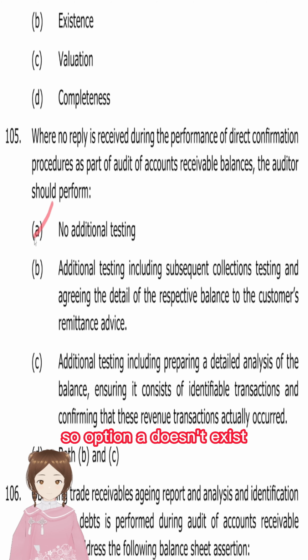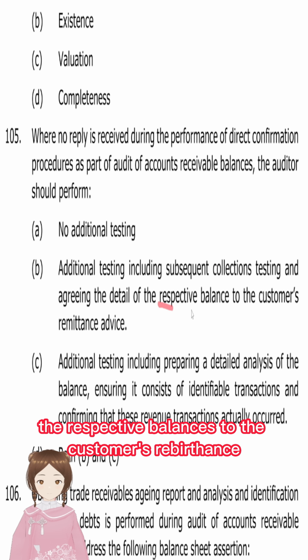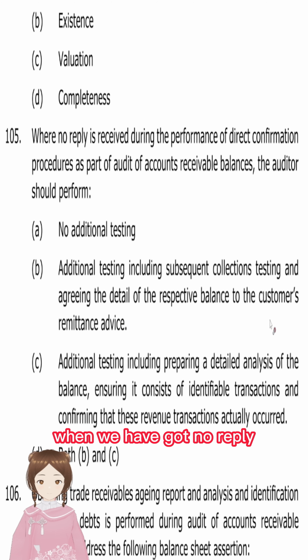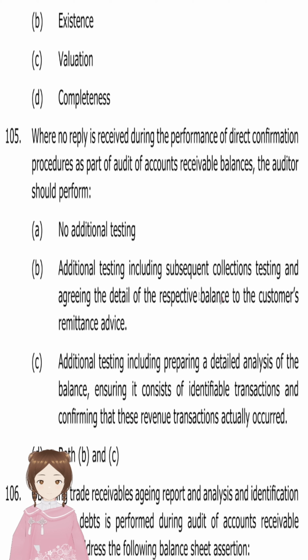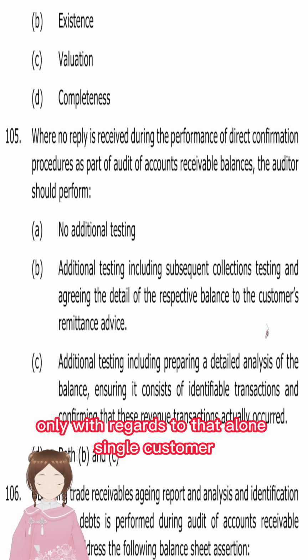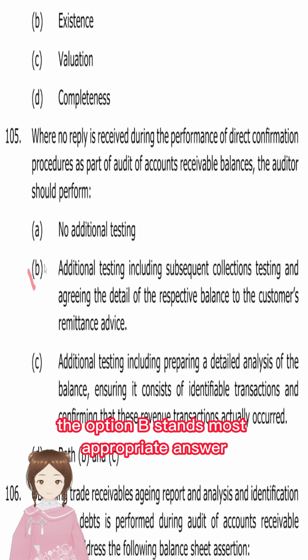So option A doesn't exist. Option B, additional testing, including subsequent collections testing and agreeing the detail of the respective balances to the customer's remittance advice. When we have got no reply only for that customer, we have to do audit procedures only with regards to that single customer. We need not go into a detailed analysis of all the transactions, etc. So option B stands the most appropriate answer.